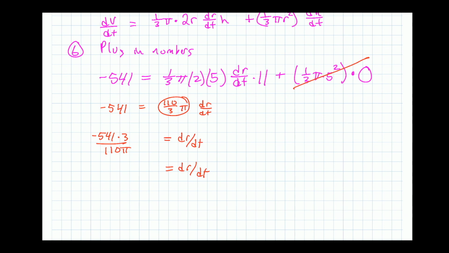Okay. Exact answer, they say. All right, so exact answer means we have to leave the pi as a pi. There it is. That's 1623 over 110 pi, if I did it right. Submit. Uh-oh. Oh, I forgot the negative. Okay, now it's right.